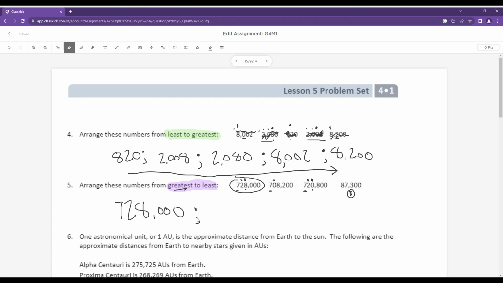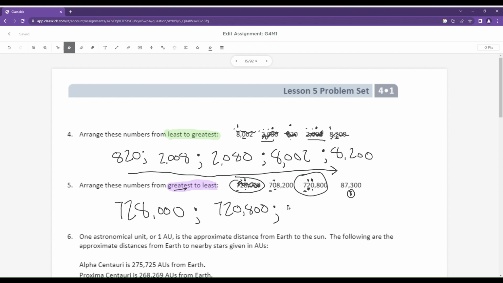All right, what's the next biggest number? Well, 700,000s compared to 700,000s. And move over to my 10,000s place, and 2 10,000s is greater than 0 10,000s, which makes this guy the next largest, which would be 720,800.